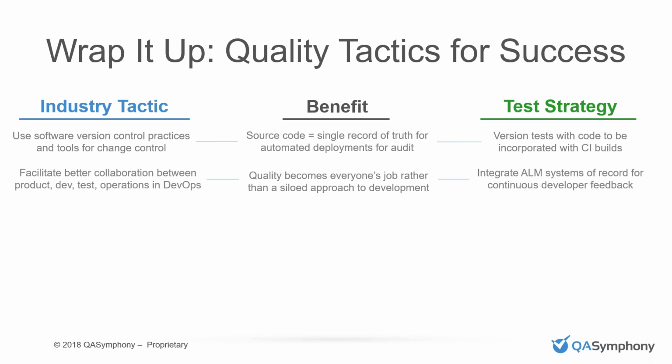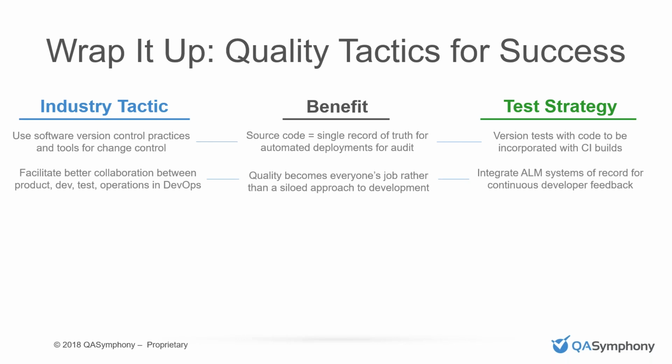The next industry tactic we see here is to facilitate better collaboration between product, dev, test, and operations, all these things we talked about from a planning perspective, right? That's making sure that everyone is aware and locked in that everyone really cares about quality. There is no siloed approach anymore. We've got that locked in.